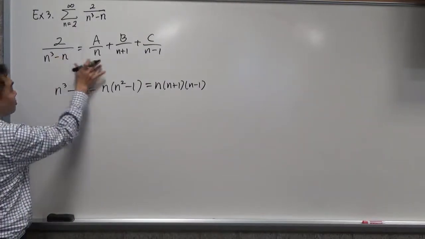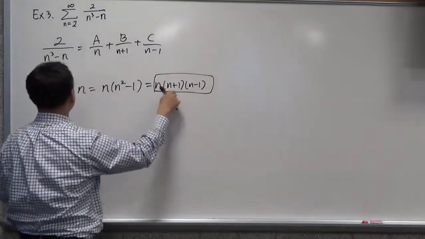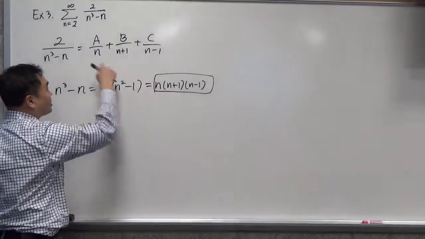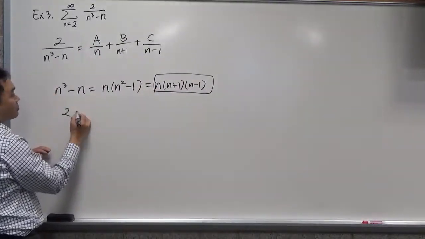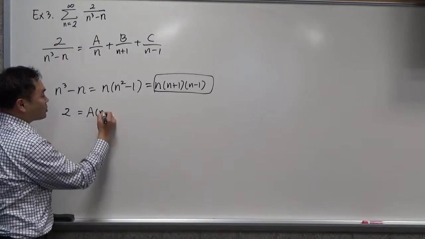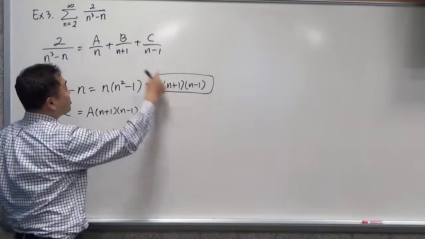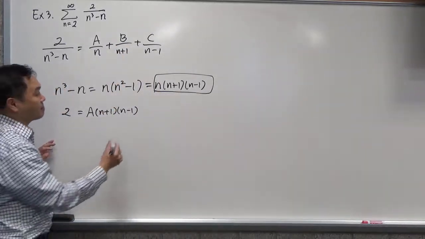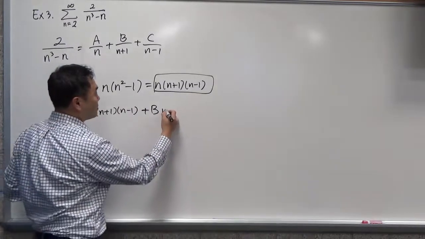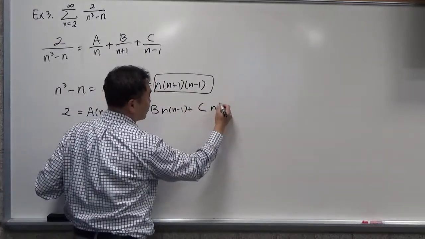Now you multiply this to the other side. Remember, because this denominator is this thing, when you multiply this, it cancels. When you multiply this one with this, the n and n cancel. Then what do you have left? A times what? Yeah, n plus 1 times n minus 1 after canceling the n, right? And then when this gets multiplied to this one, what do you get? Plus B times n minus 1, plus, and likewise, C times n plus 1.